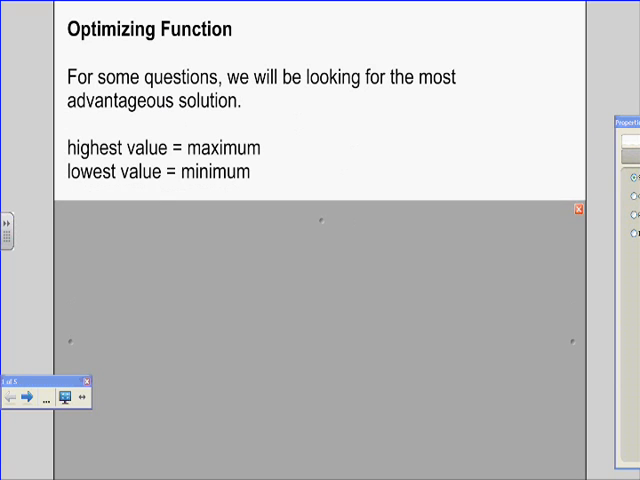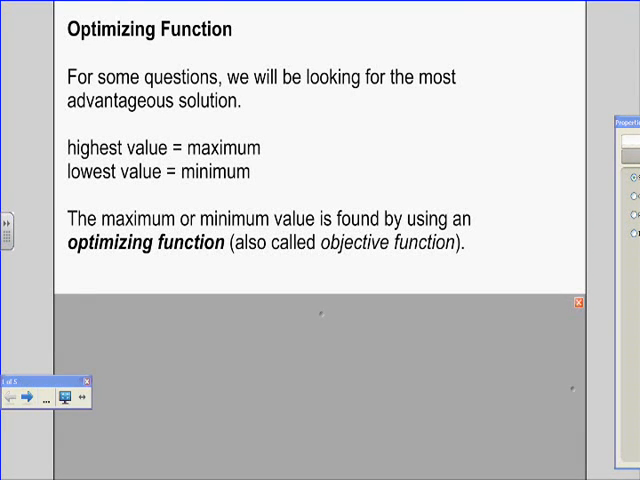And in some cases, what we're going to look at is trying to find a highest value or a maximum. Like, for example, maybe we have a situation where we want to maximize the amount of money that we make. We could also have situations where we're looking at the lowest value, where we want to minimize, for example, the amount of money that we spend, if we're talking about two situations about a business making or spending money.